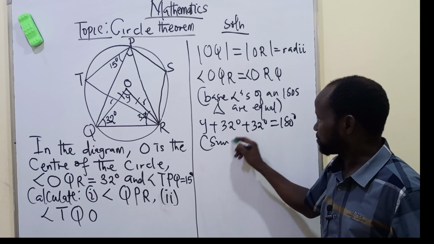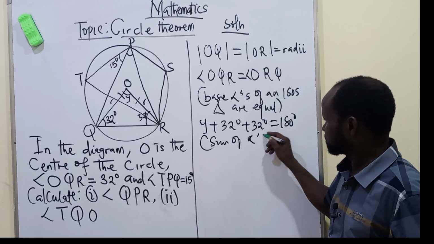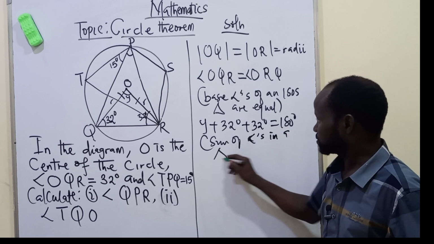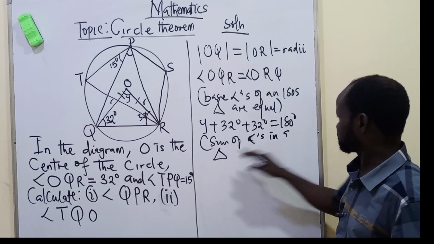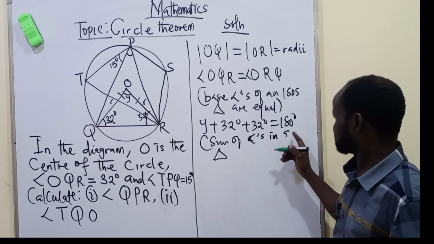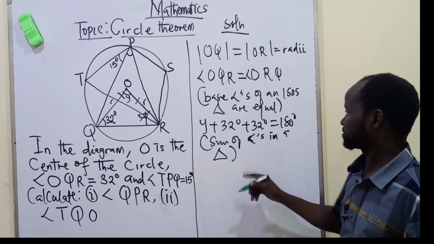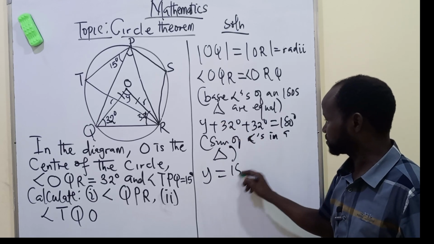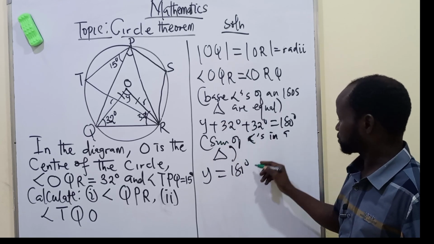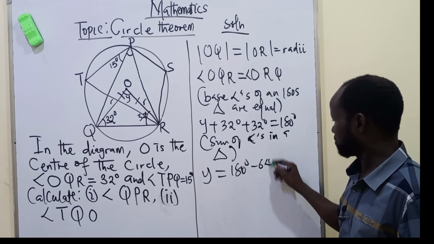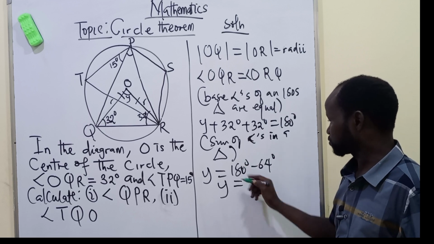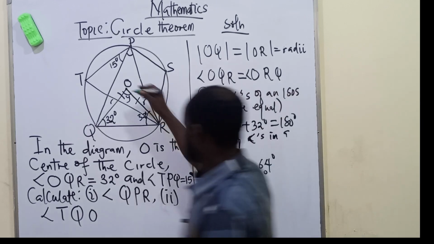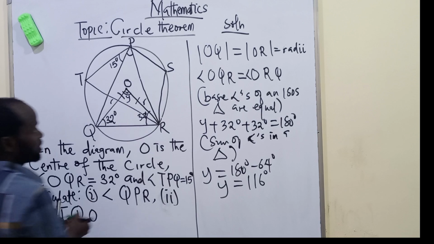Reason: sum of angles in a triangle. This is the sign for triangle. Sum of angles in a triangle is equal to 180. That's the reason. Okay, we can find y. y now will be equal to 180 minus, when we add 32 plus 32, that will be 64 degrees. So y will be equal to 180 minus 64. That's 116 degrees. So the angle at the center here is 116.